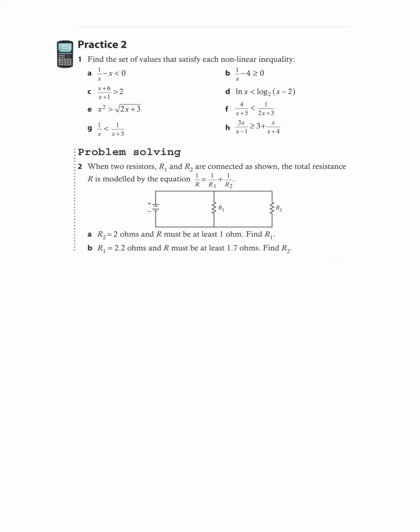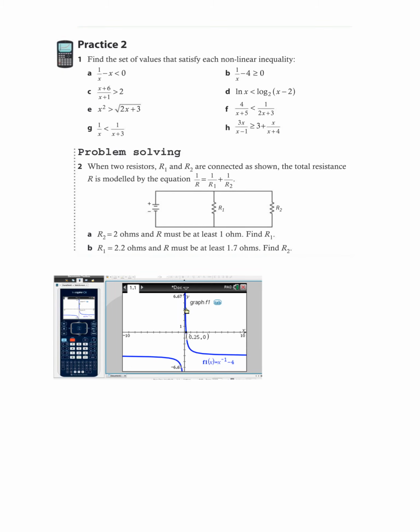Okay, let's have a look at practice 2. It's on page 288, chapter extended book 14.1. We're going to look at B, F, and G here, and then 2A. Okay, so this is B.